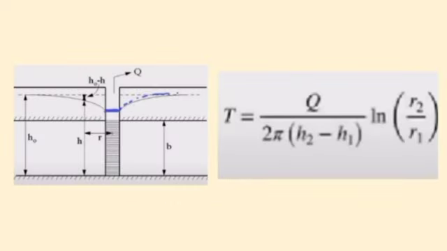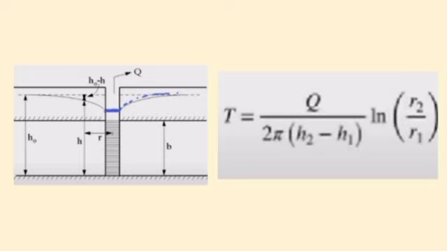So, in this slide, we have the equation of transmissivity, where T, transmissivity, equals Q over 2 pi times H sub 2 minus H sub 1 ln R2 over R1. So, yung Q natin dito, ito yung rate ng water flow. 2 pi, or itong H sub 2 minus H sub 1, ito yung drawdown.